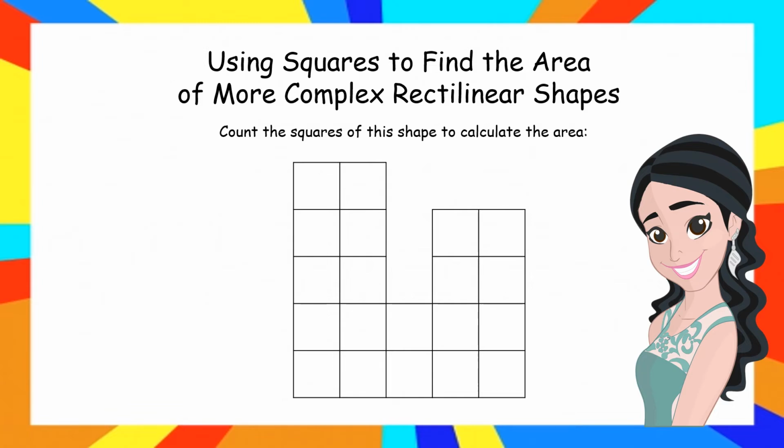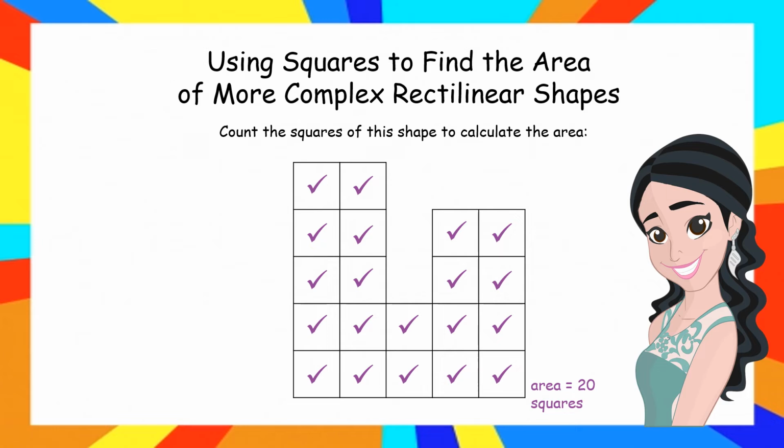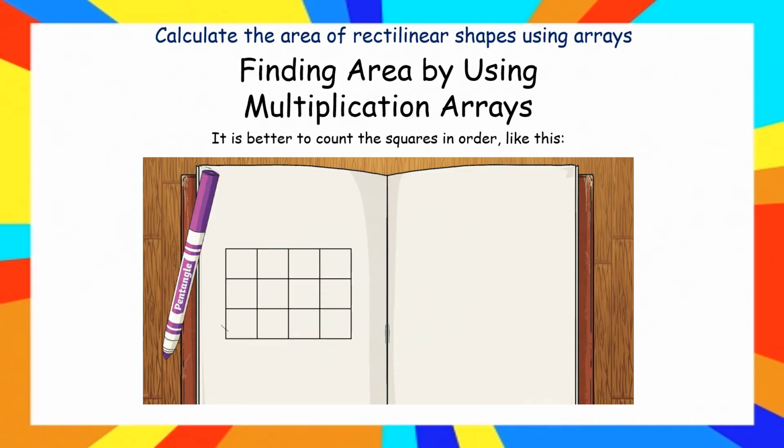Welcome back. Now let's count together to see if your answer is the same as ours. 1, 2, 3, 4, 5, 6, 7, 8, 9, 10, 11, 12, 13, 14, 15, 16, 17, 18, 19, 20. Did you get 20 squares? Well done. If you did, the area of this compound or complex shape is 20 squares.